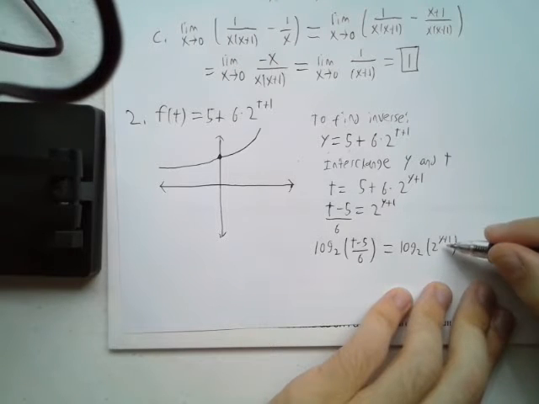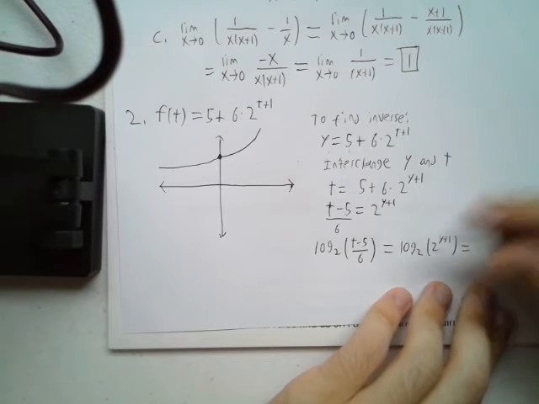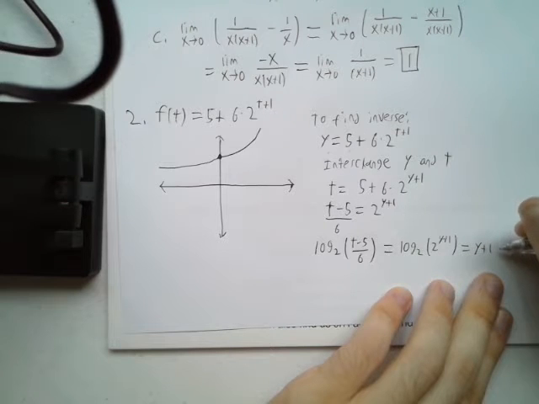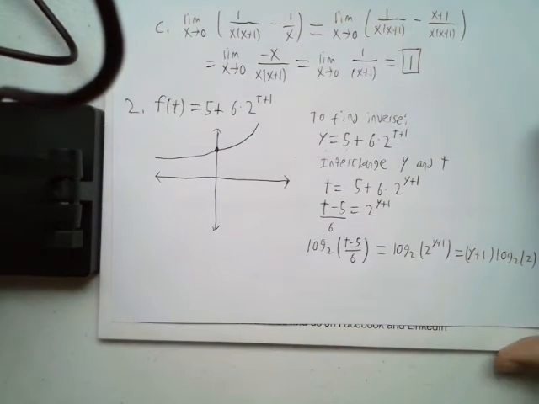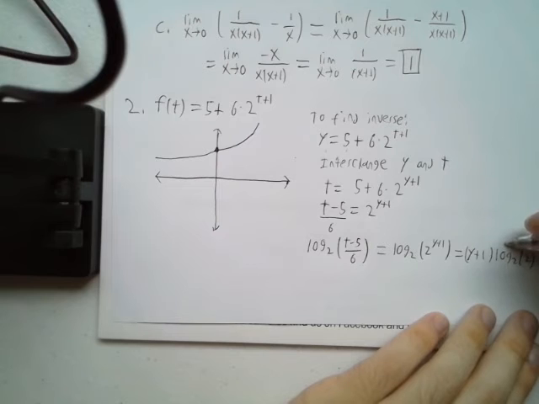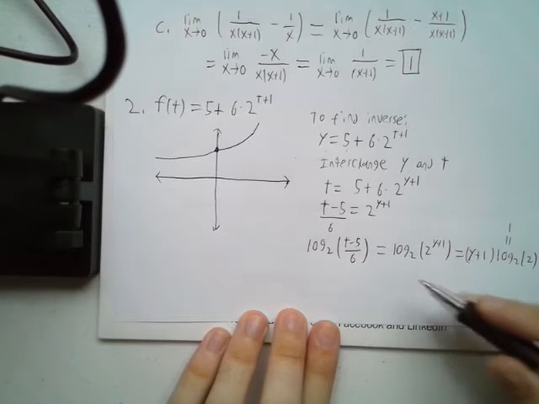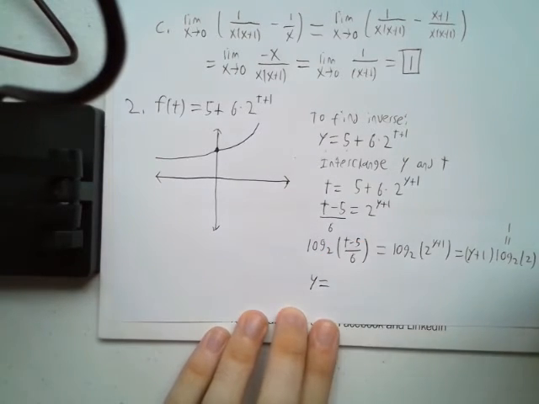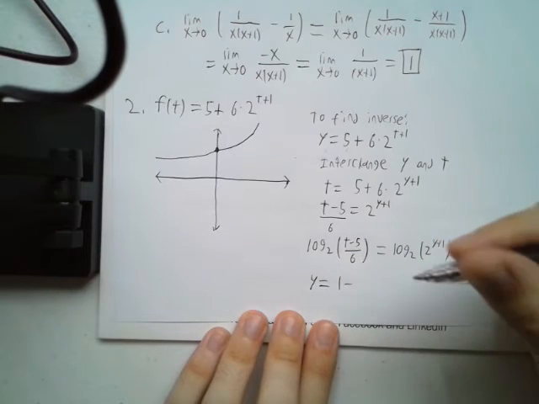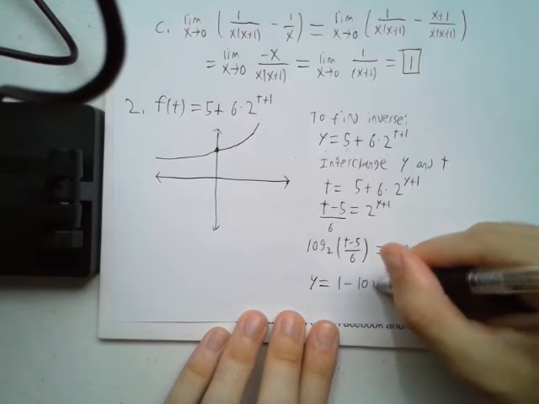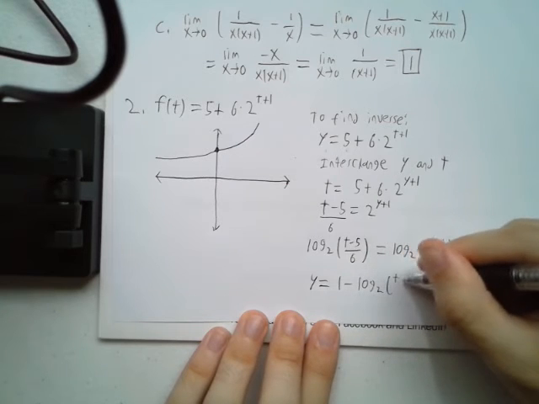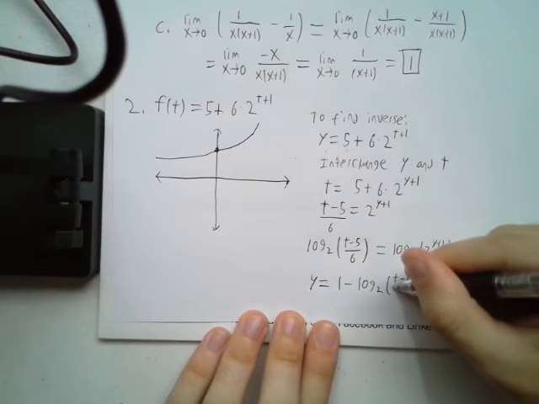And then we can simplify this using properties of logs. We can pull the y plus 1 out front. And we have log base 2 of 2. But log base 2 of 2 is just equal to 1. And so therefore, if we solve for y by subtracting 1 to the other side, we get y equals 1 minus log base 2 of (t minus 5) divided by 6.